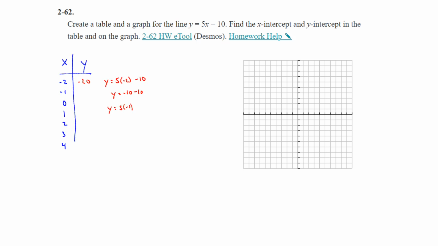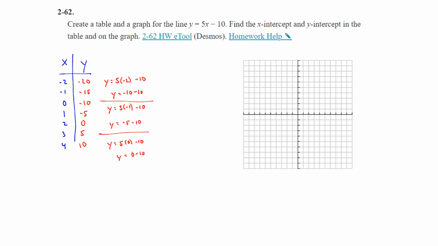And remember, this is linear, so we should see a pattern with our y values. So now negative 5 minus 10 is negative 15. So it appears that the y's are going up by 5. Let's go ahead and do one more just to verify that. We'll plug in 0, and we get 0 minus 10, which is negative 10. Since we know it's linear, we can go ahead and just keep adding 5 each time. So the next one would be negative 5, 0, 5, and 10.